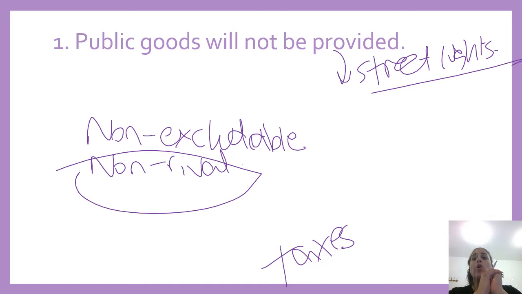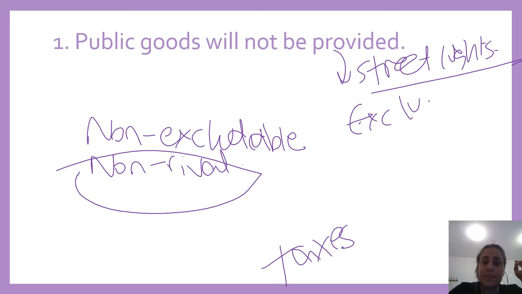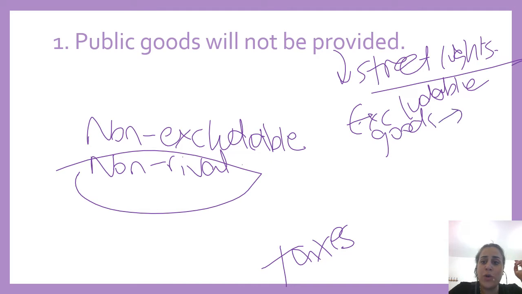Okay? So excludable goods, what will they be? So if I said non-excludable or the public goods, so excludable goods will be considered private goods. Okay? And a rival good is a type of excludable good because it can only be possessed or consumed by a single user.